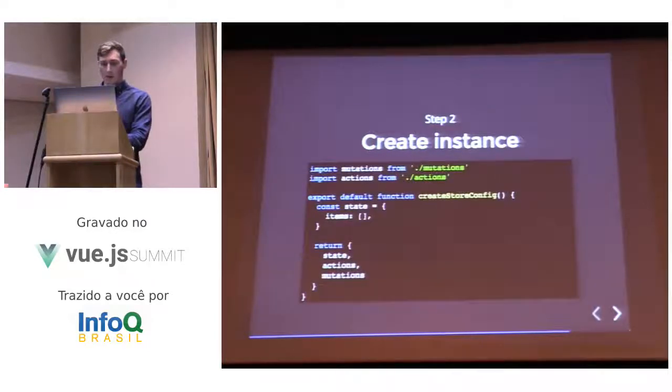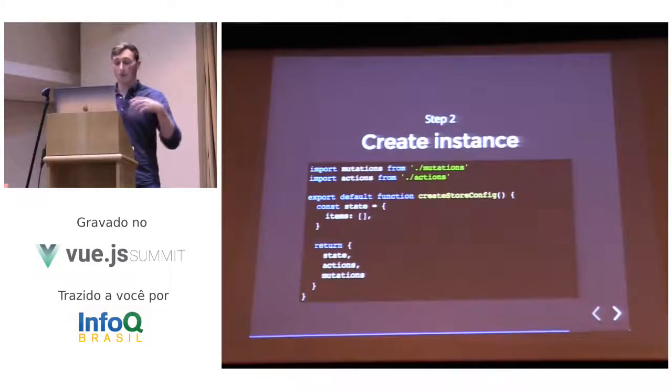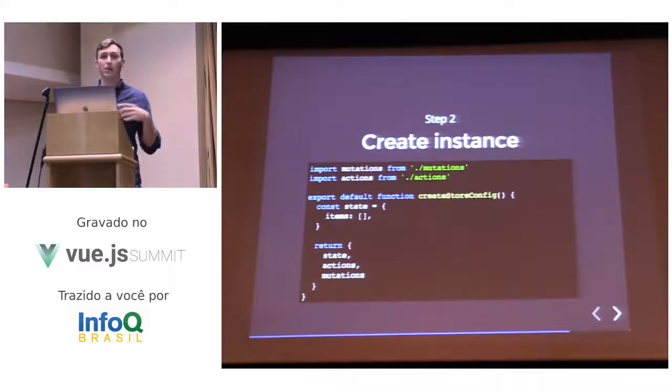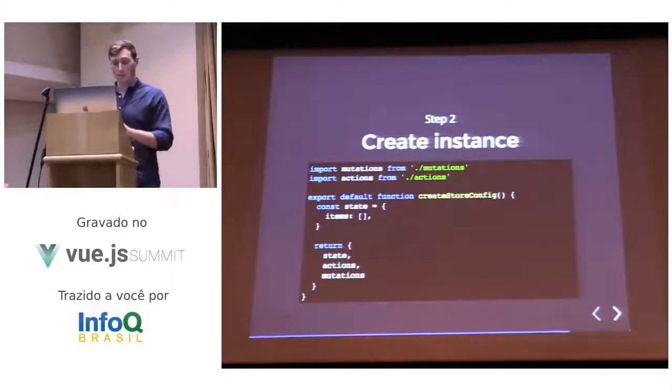And that function is pretty simple. It's just going to return a new object combining your actions, your mutations, and it creates a new state object each time you call it. And that is important because if you don't create a new state object for each store instance, you're going to be sharing that state across every single instance that you create using that original state object. So you need to create a fresh object each instance that you create.